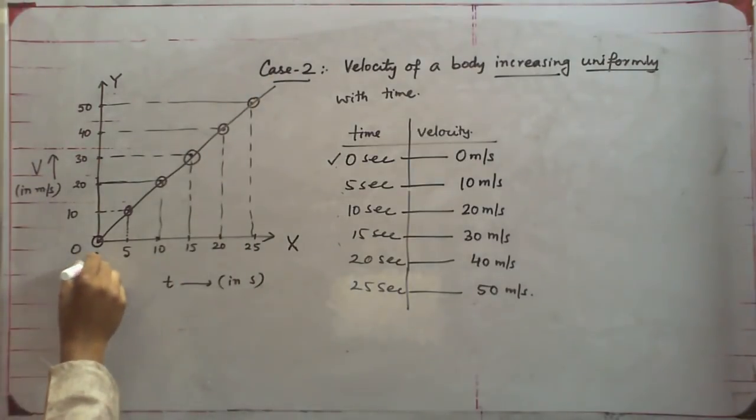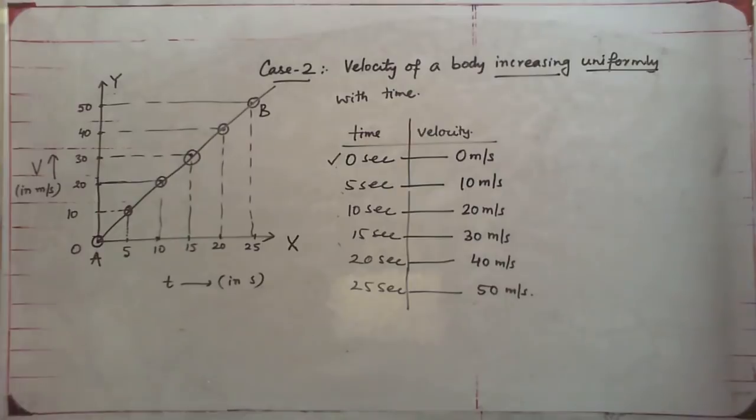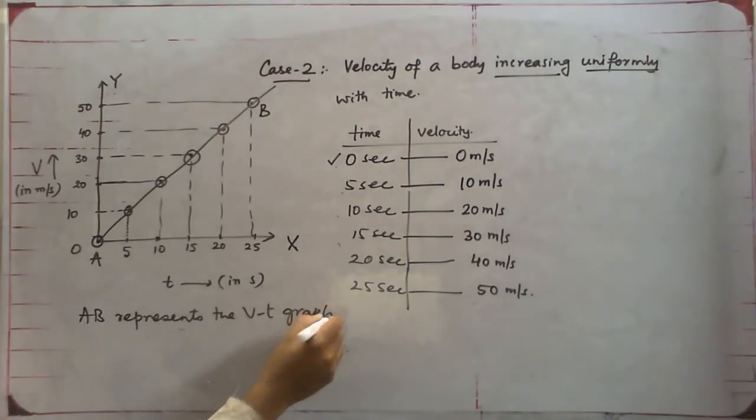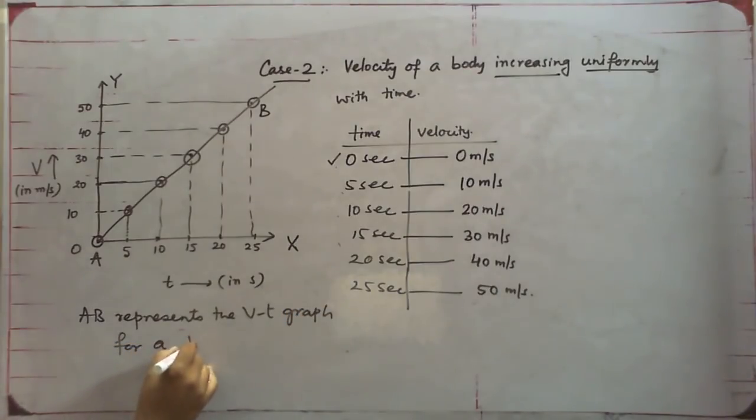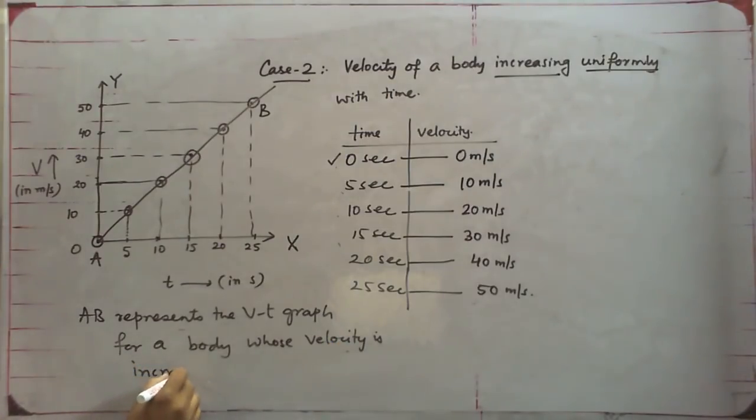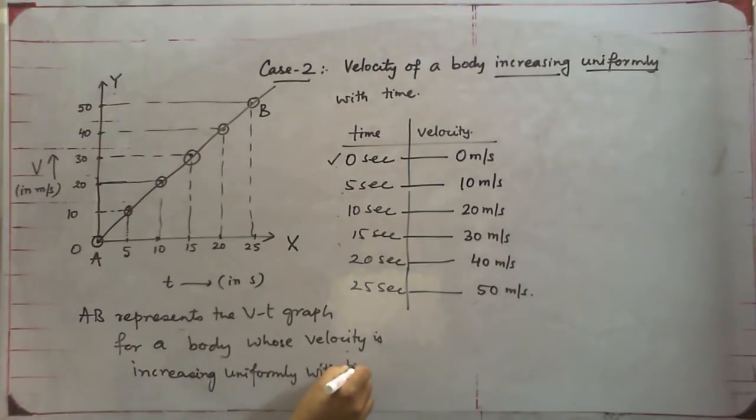So let us say this is A, this is B. So what does this AB represent? AB represents the VT graph for a body whose velocity is increasing uniformly with time. So this is the graph.